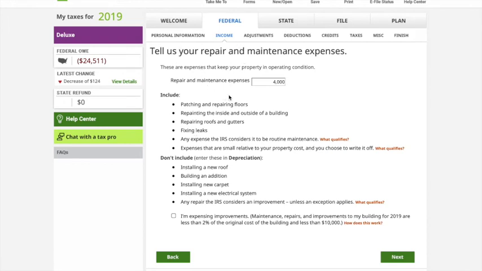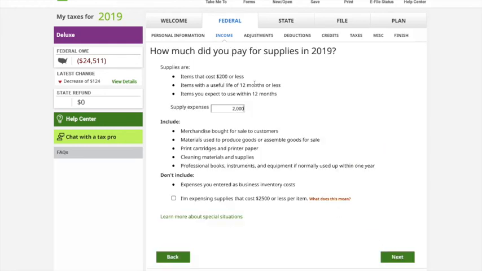Repair and maintenance. Now here I would also include your cleaning expenses. So if you clean the property seasonally or between rentals, you would also enter that here, as well as repair and property maintenance. Supplies, pretty self-explanatory. Supplies used to put into your rental property.